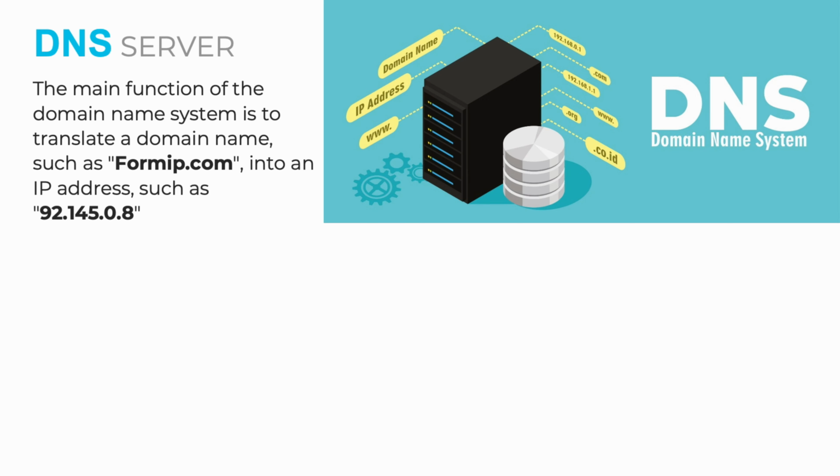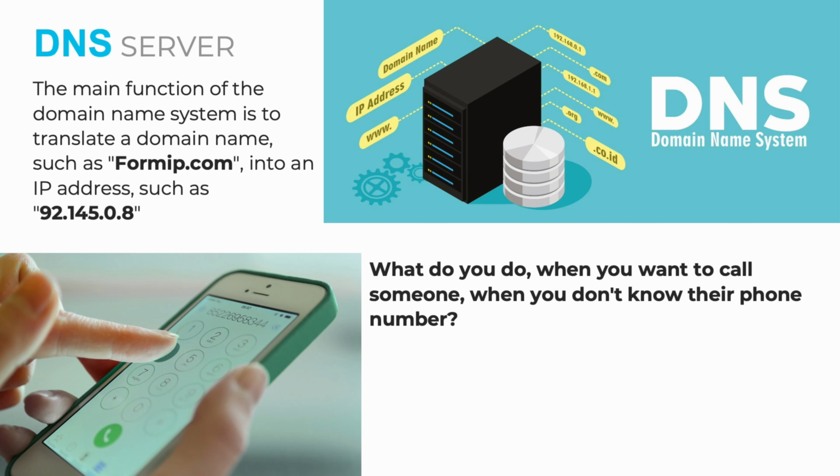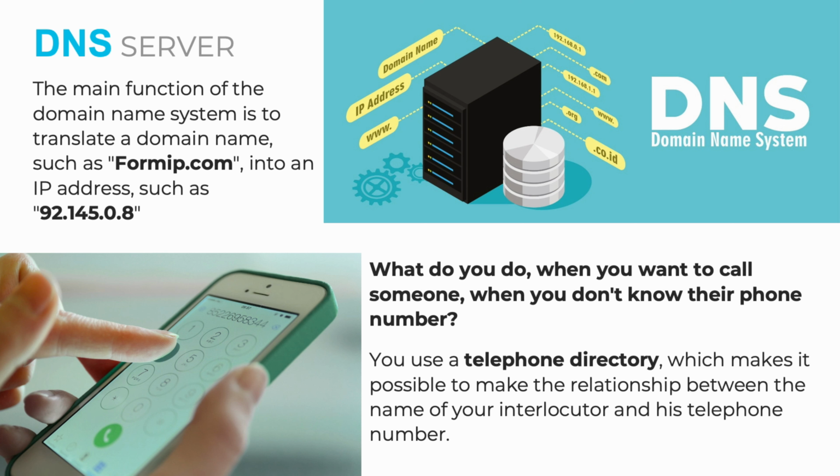The main function of the domain name system is to translate a domain name, such as formip.com, into an IP address, such as 92.145.0.8. To understand the role of a DNS server, we can take the example of the telephone. What do you do when you want to call someone when you don't know their phone number? Well, you use a telephone directory, which allows you to make the relationship between the name of your interlocutor and his or her phone number. Well, the DNS server is the same. This is a directory for computers.